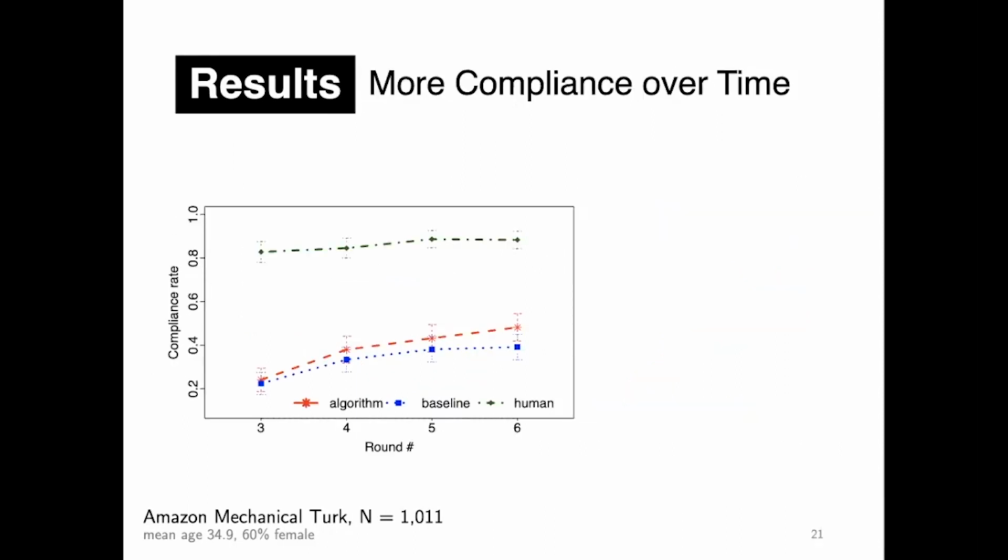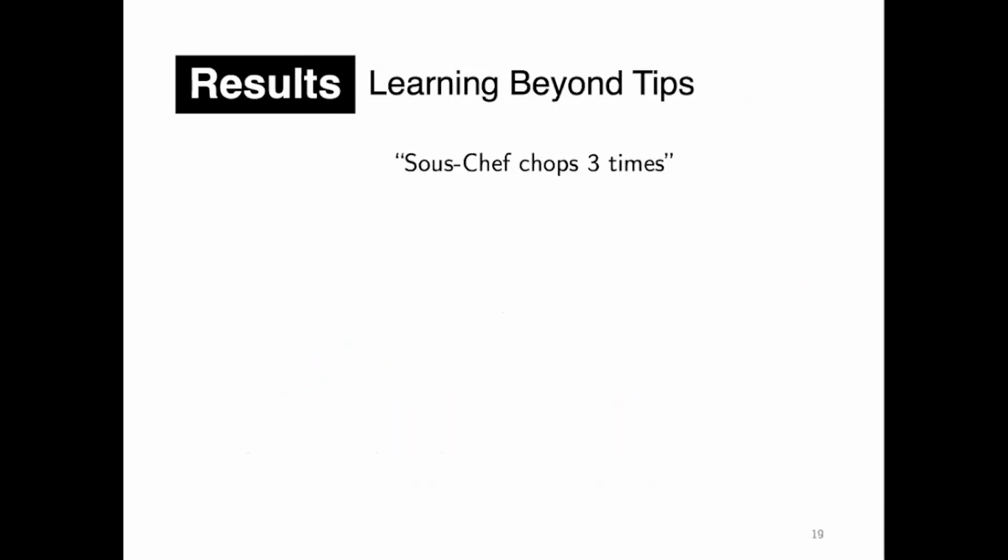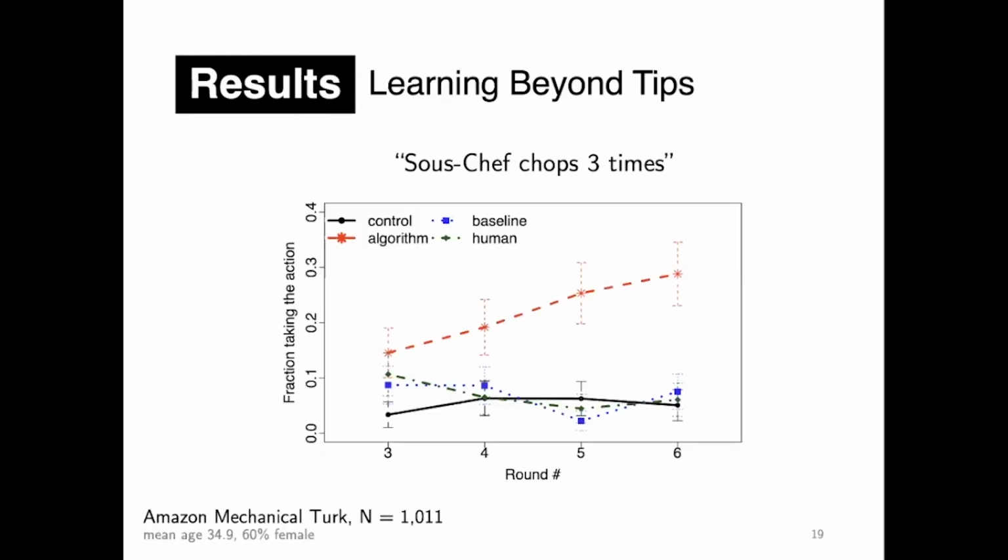We also observe that overall, people comply more over time. Compliance for the more intuitive human tip is really high, and in contrast, our tips seem to be quite counterintuitive for humans. Even with low compliance, we saw earlier that our algorithm is still successful at improving overall performance. Finally, we also find that our tip helps humans discover other good strategies. This particular strategy is part of the optimal policy, but we never told them about it across any arms. We show here that our tip is the only one that helps humans learn other good strategies beyond what's stated in the tip.